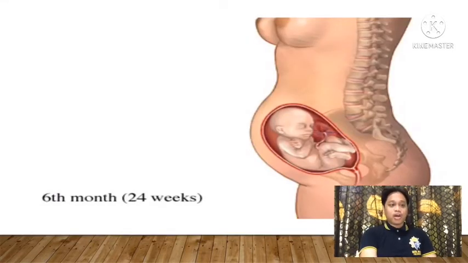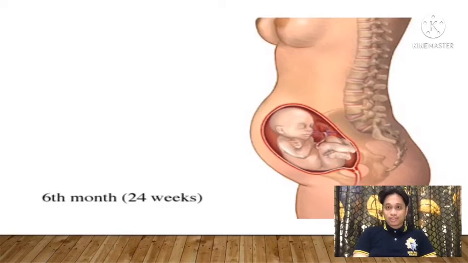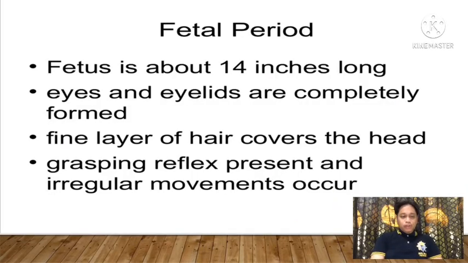So next, we have the 6 months, or the 24 weeks. So in this period, the fetus is about 14 inches long, and the eyes and the eyelids are now completely formed. And also, a fine layer of hair covers the head. So basically, the head is covered with hair. And also, the grasping reflex is present and irregular movements occur.